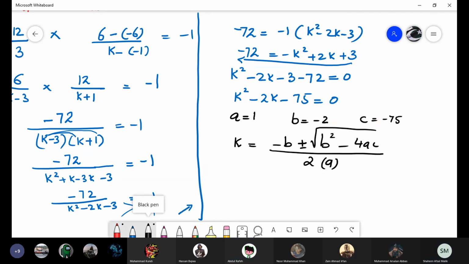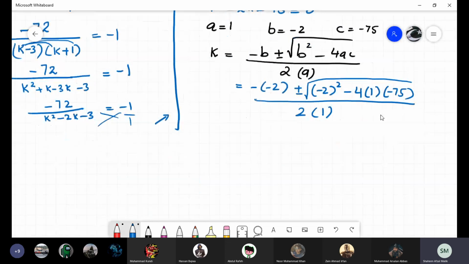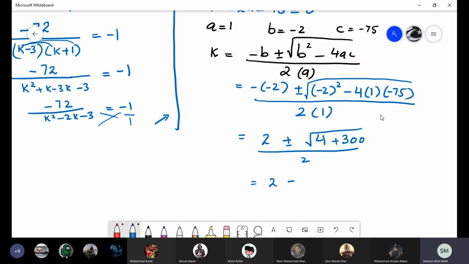Substitute the values. Minus of minus 2, plus or minus the square root of minus 2 squared minus 4, where a is 1 and c is minus 75, over 2 times 1. Now you can further simplify. Do you have calculators with you? Yes, ma'am. So plus or minus, it will be 4 plus 300, because 4 times 75 is 300, over 2. So 2 plus or minus the square root of 304. If you have a calculator, just take the square root of 304.